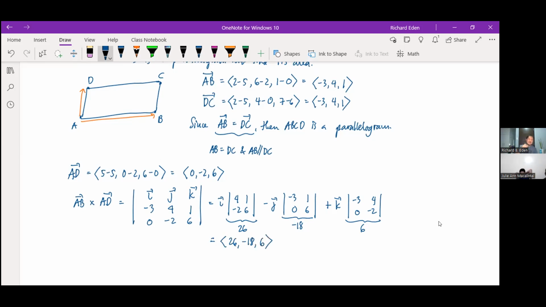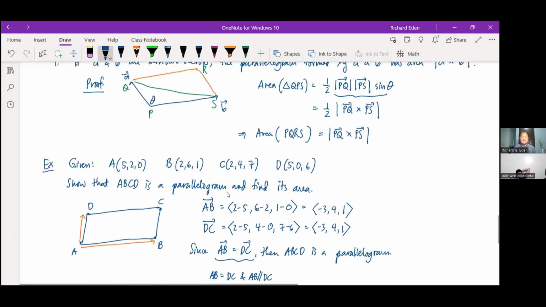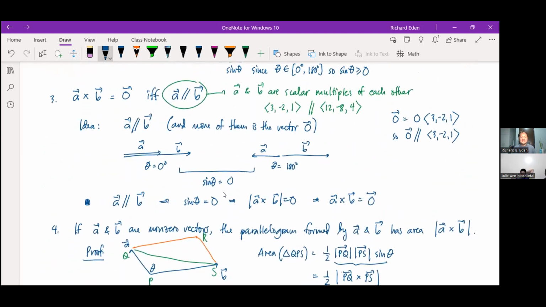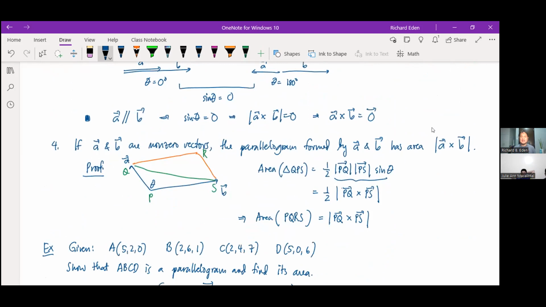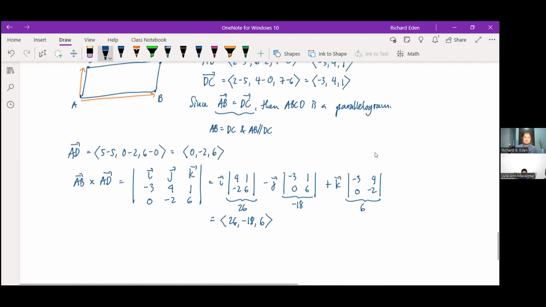So students ask, how do you know it's AB cross AD and not AD cross AB? In the end, it's not going to matter because it's not the cross product itself that we need, but the length of the cross product. So if the order is switched, you're just going to end up with the negative of the other order, but then the negative sign isn't going to matter when you take the length anyway.